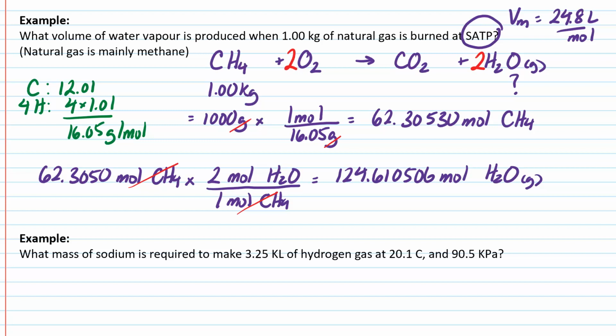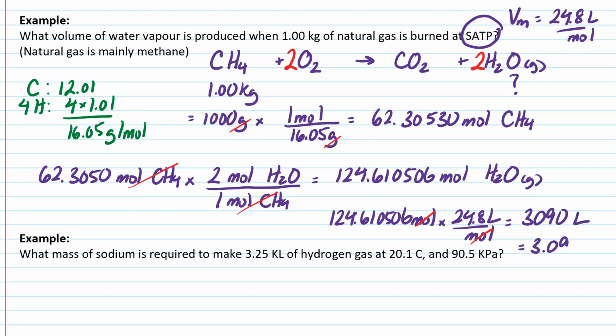So using that, we can just take our, I'll write it over here, 124.610506 moles of the water vapor, multiply it by 24.8 liters per mole. Notice moles on top and the bottom cancel out. And your result would be 3,090 liters. To 3 significant digits, we can say 3.09 times 10 to the 3 liters.